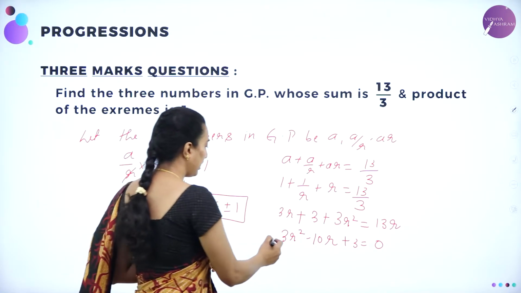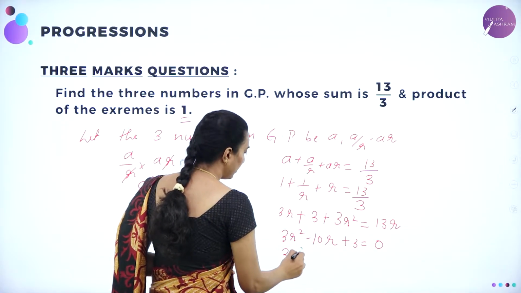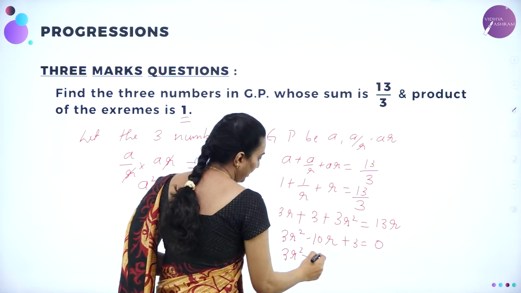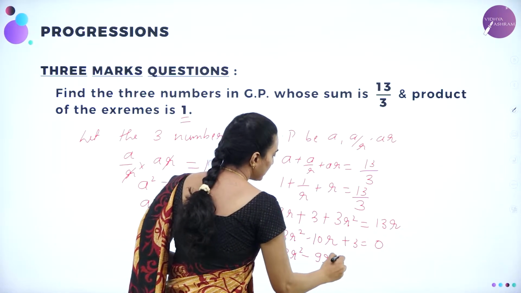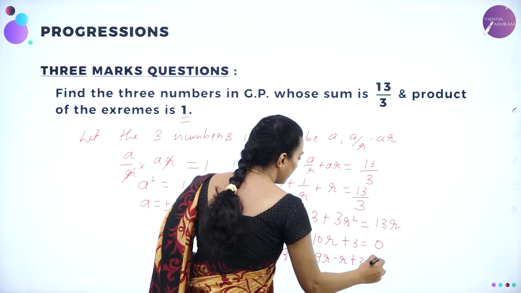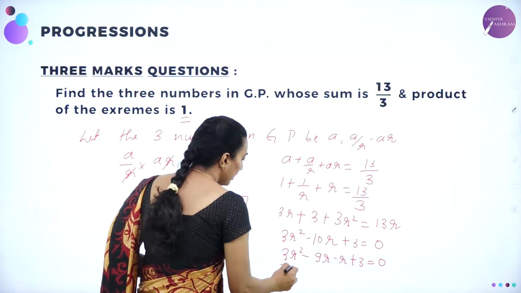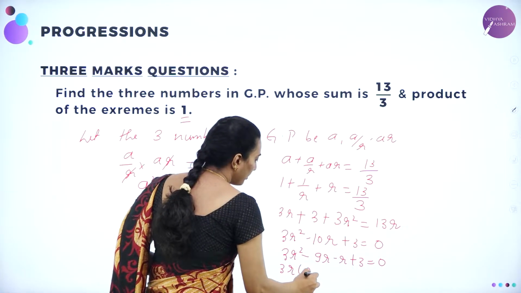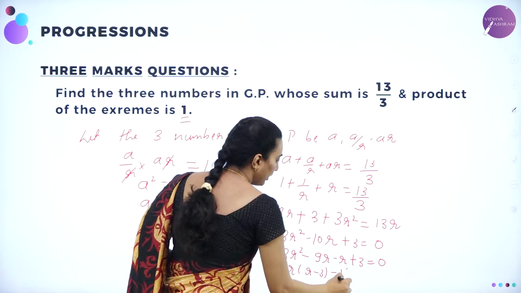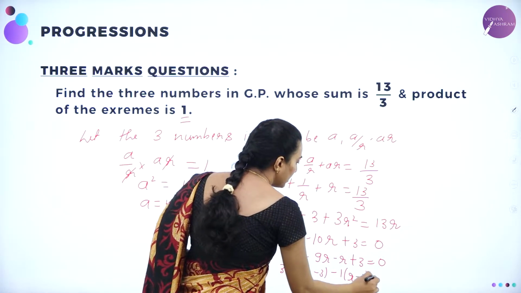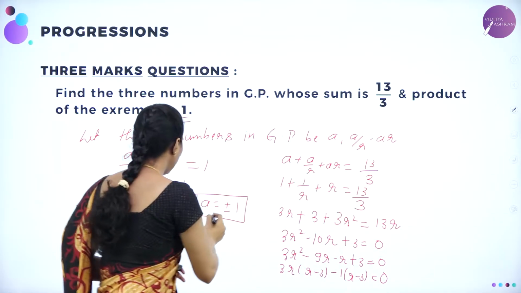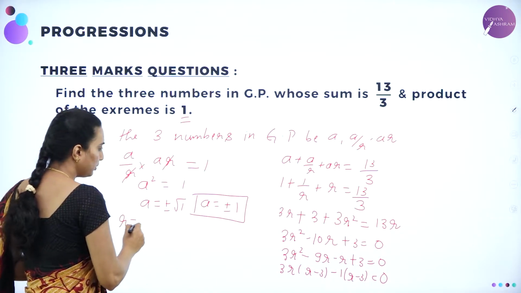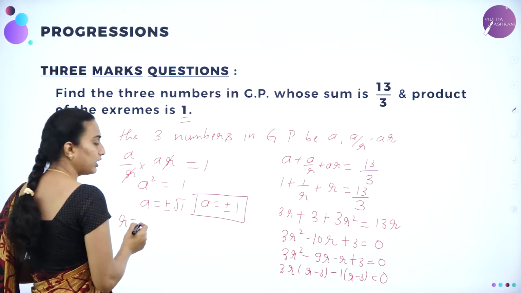So therefore I can have 3R squared minus 9R minus R plus 3 is equal to 0. Otherwise 3R into R minus 3 minus 1 into R minus 3 is equal to 0. See here, R will be equal to either 3R minus 1 equal to 0.